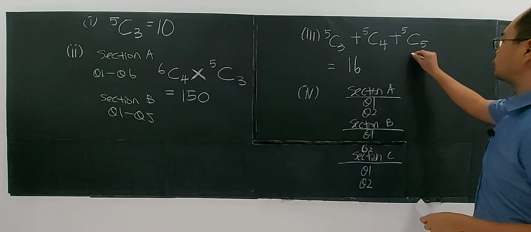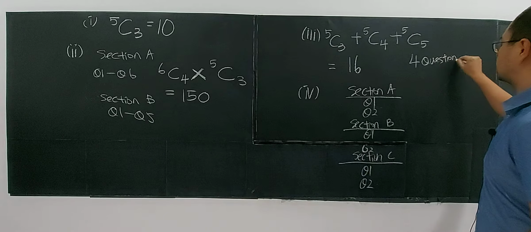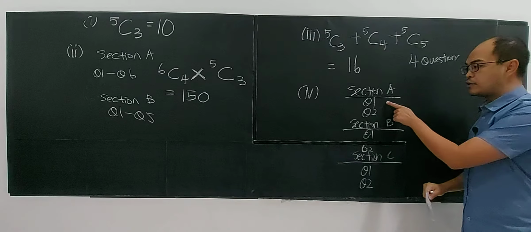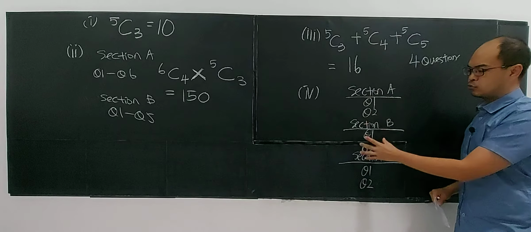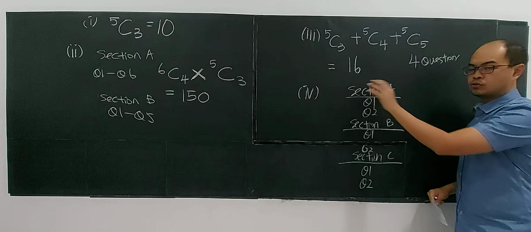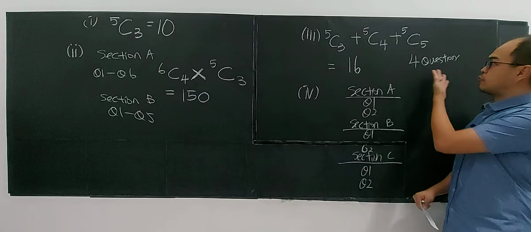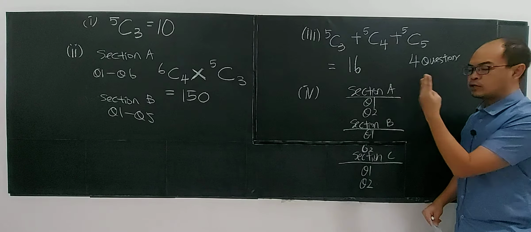But the problem here, we have 4 questions, right? We must answer 4 questions in total. So it means that one of the sections must answer both questions. Salah satu daripada section itu mesti jawab 2 soalan. If not, how to make it 4 questions, right? Here 1 question, here 1 question, here 2 questions. Only then can make up 4.